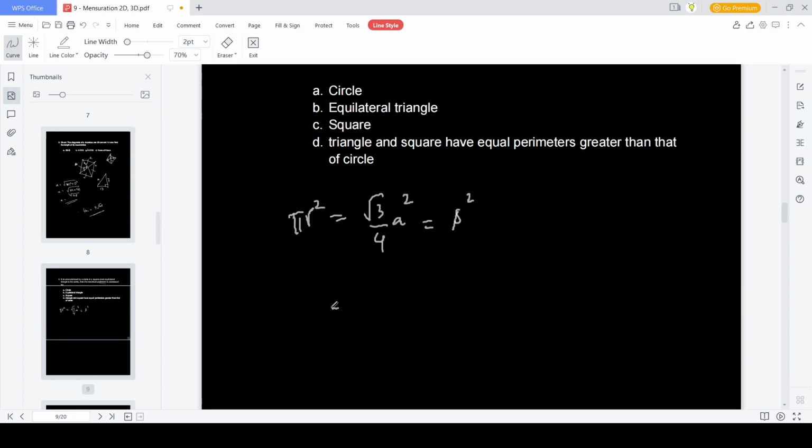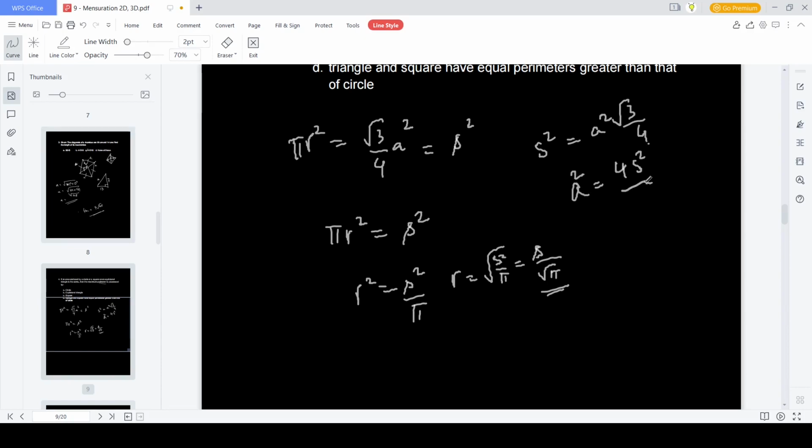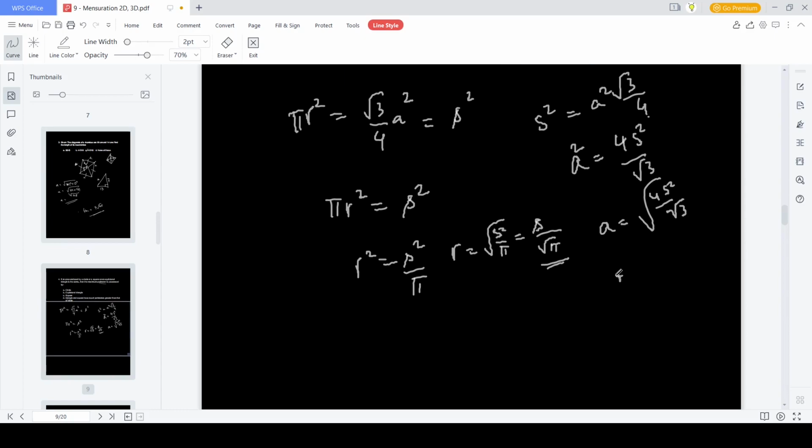Correct. Now let's see, pi r square is equal to s square. So r square is equal to s square by pi. So r is equal to root of s square by pi, that is nothing but s by root pi. This is one equation. Second one is, we'll write the s square and a square relation. S square is equal to a square root 3 by 4. So a square is equal to 4 s square by root 3. Correct. So a is equal to root of 4 s square by root of 3. That a comes as 2s by fourth root of 3.